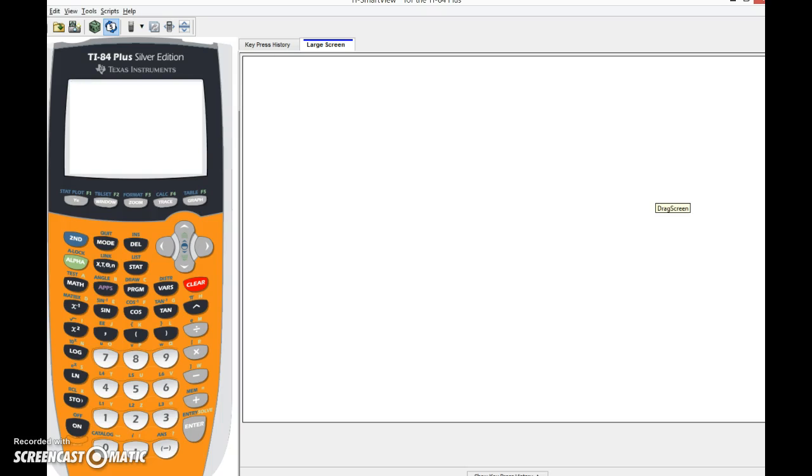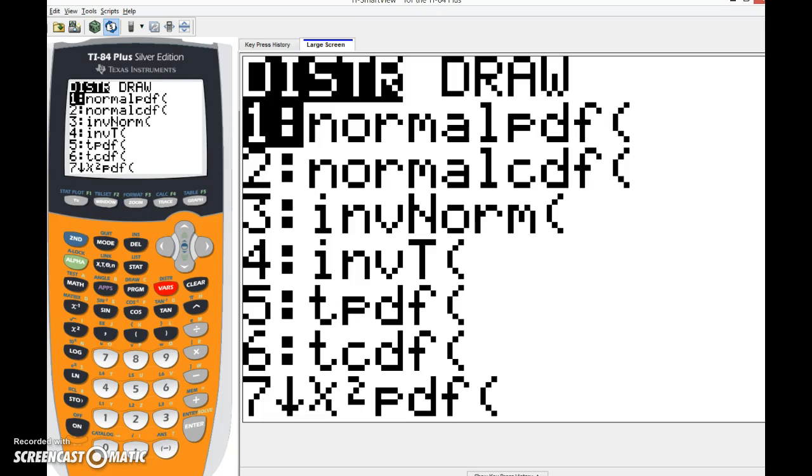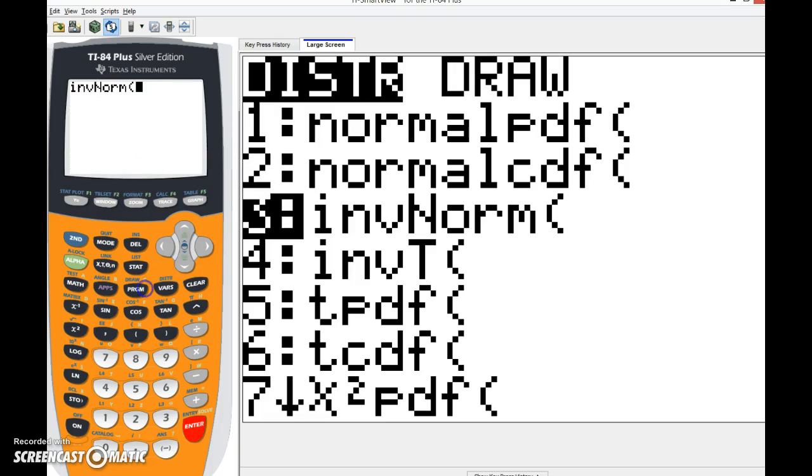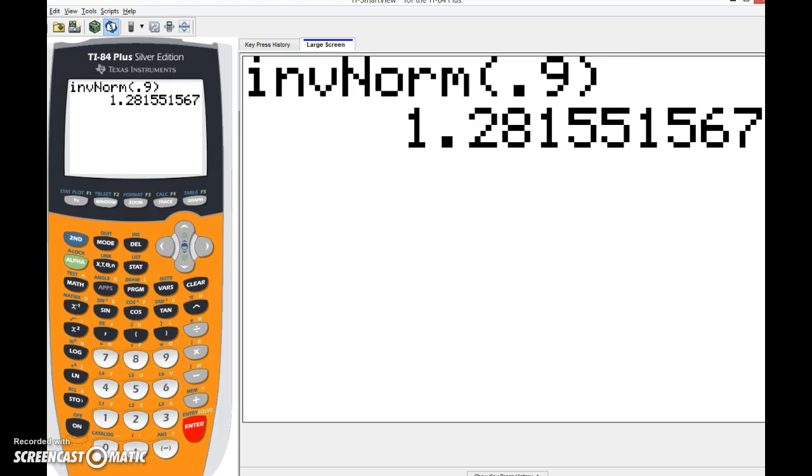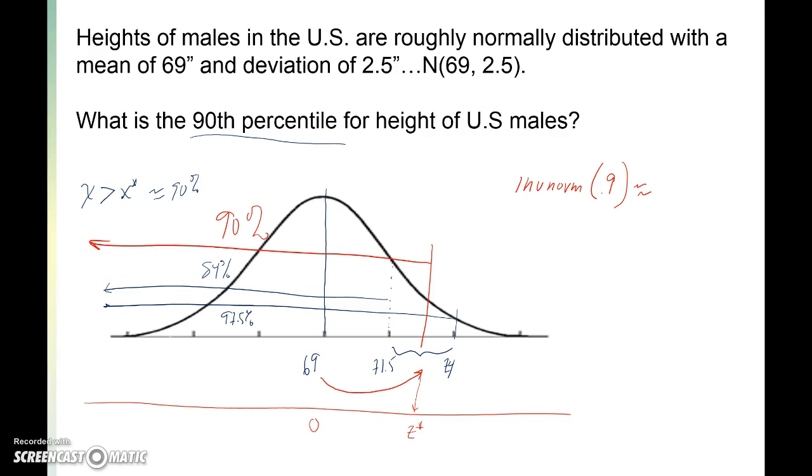Okay, so I'm going to go to second, I'm going to go to my distribution, and I'm going to go down to inverse norm. Inverse norm always wants the area that falls below. That's going to be pretty important in just a second here. All right, 1.28, good approximation. So 1.28 is my z-score.